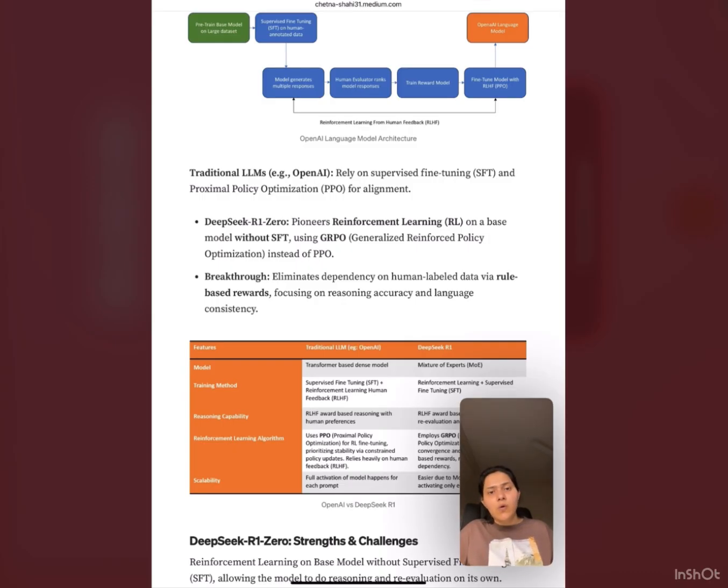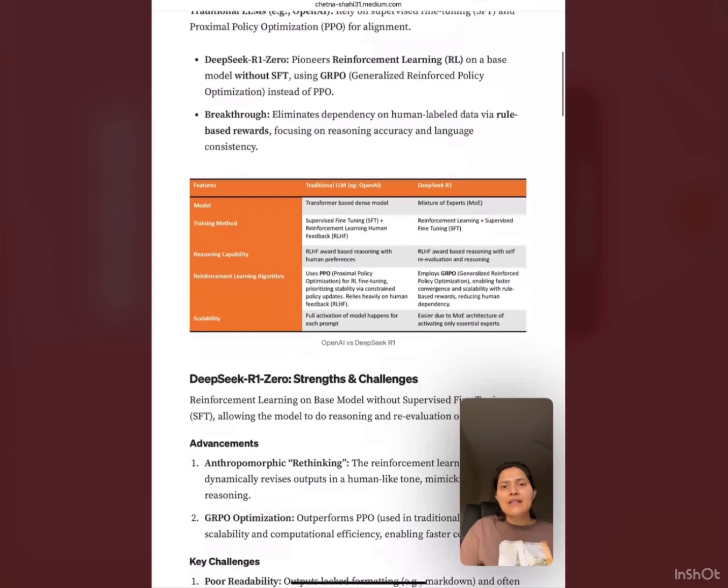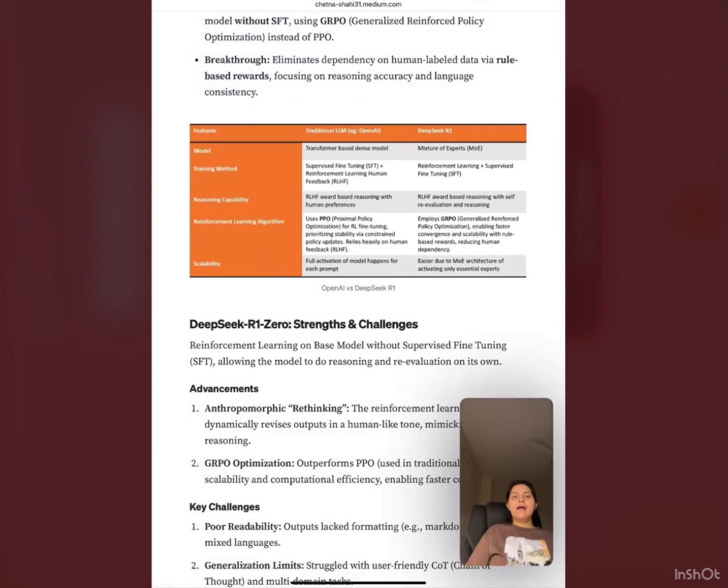Parallelly, they also replaced the reinforcement learning algorithm, which was PPO in OpenAI. Instead, they are using GRPO, which is generalized reinforced policy optimization. Because of all of these things, they also eliminated the human labeled and human evaluated data that they had needed. Instead of that, they have introduced rule-based rewards. This way they are ensuring that the reasoning is accurate and the language is consistent and so on.